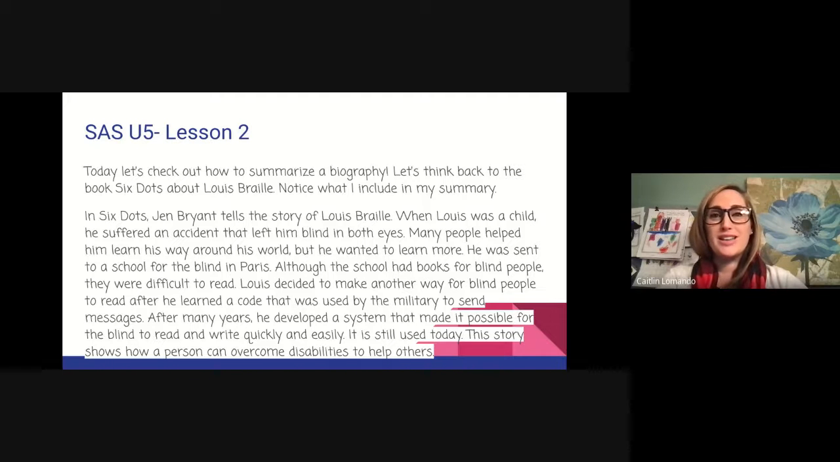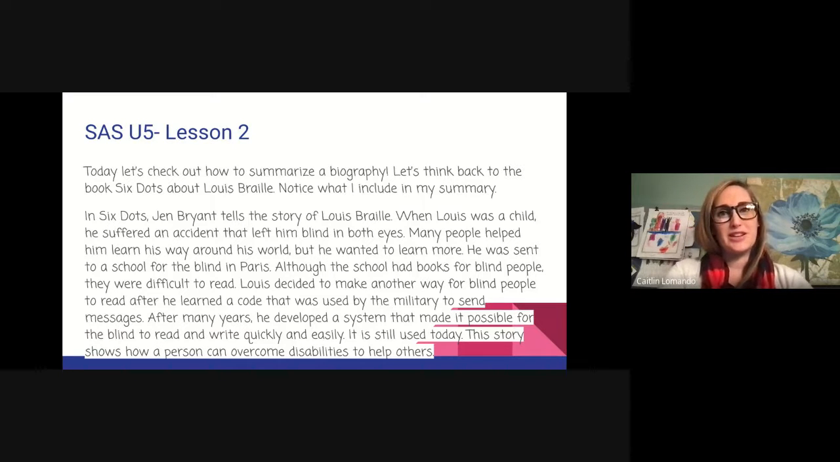Now notice that I also include the problem in the story. The problem was that when Louis was a child, he suffered an accident that left him blind in both eyes. Also in my summary, I include how hard it was for blind people during this time to read and write and do other things that sighted people could do.